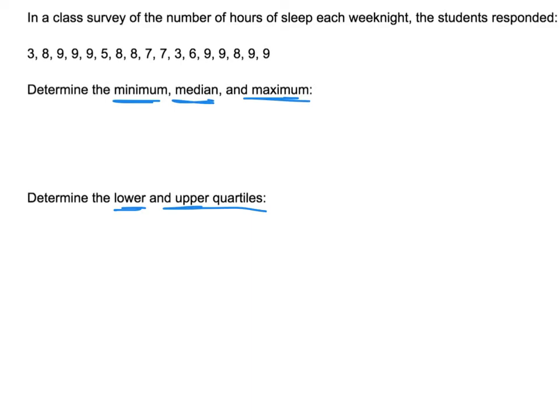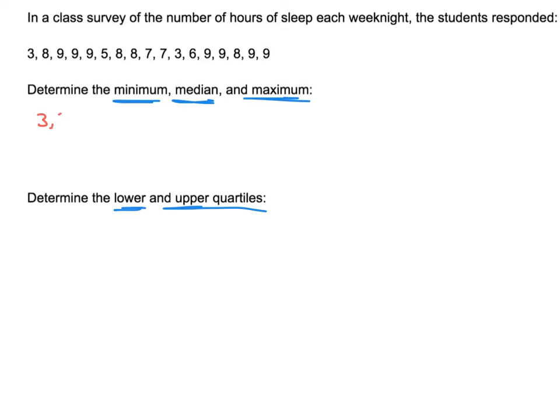So we're going to start by figuring out the median, the minimum, and the maximum in our list, and then we'll calculate the lower and upper quartiles from there. So first things first, when we have a box and whisker plot that we need to make, or any sort of data set that requires us to find a median, we must put them in order. So let's go ahead and put these in order from least to greatest.